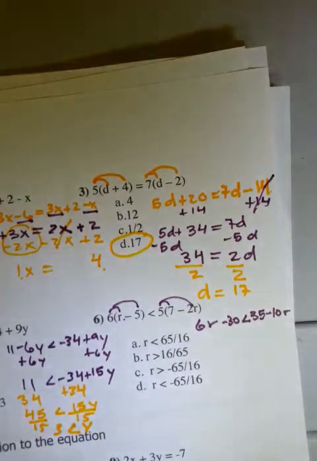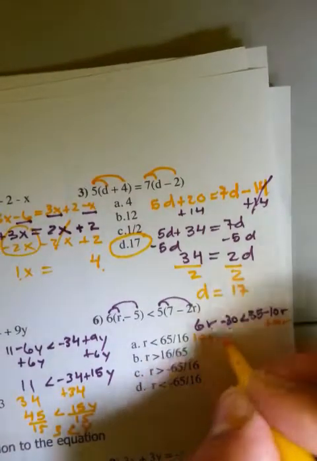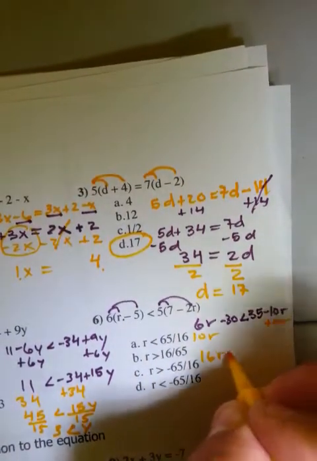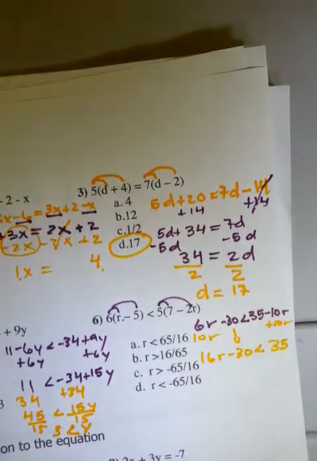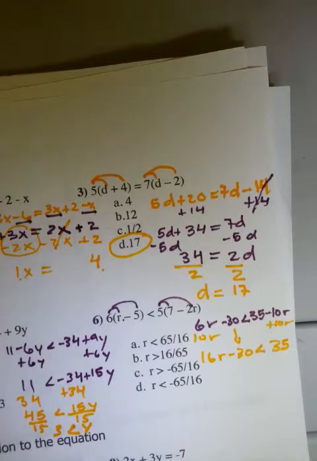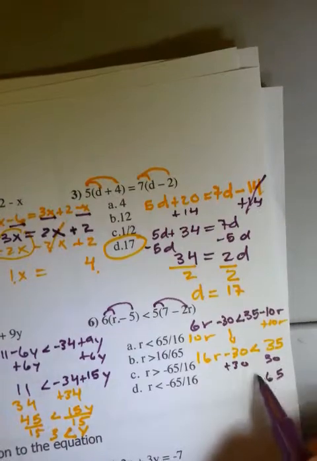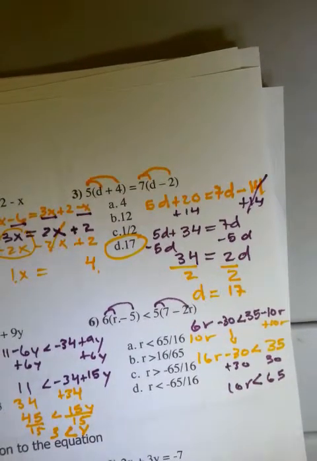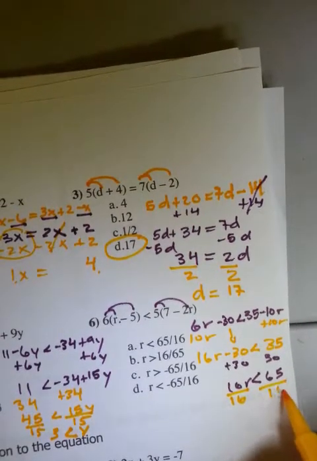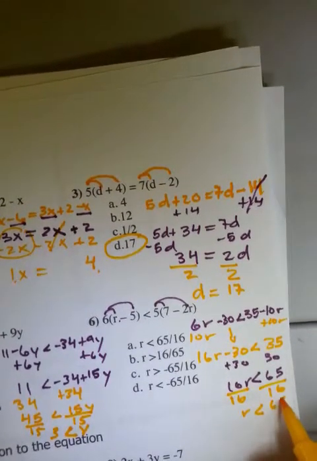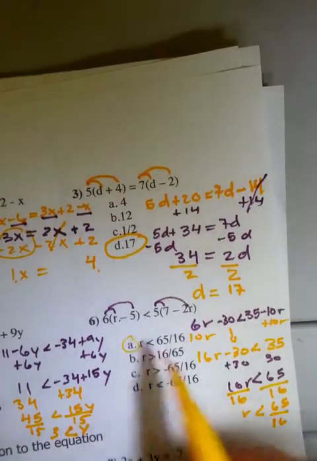I can go ahead and add 10r on both sides. Therefore, I get 16r on this side. Bring down my negative 30, my inequality symbol, and my 35. Now I can add 30 on both sides. Therefore, I get 65 is greater than 16r. Last step is to do the opposite of what they're doing here, which is division. So r is less than 65 over 16. Therefore, the answer should be A.